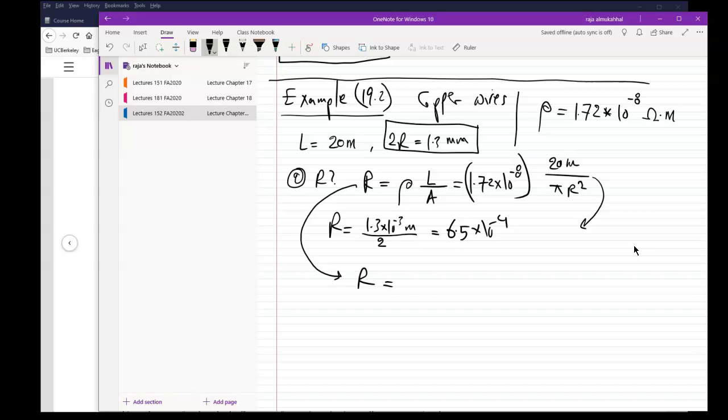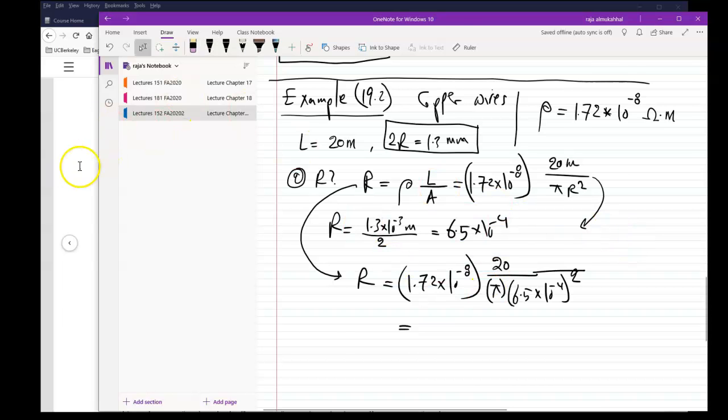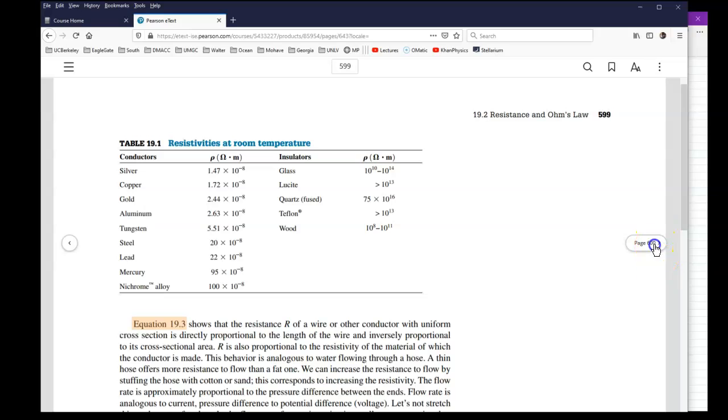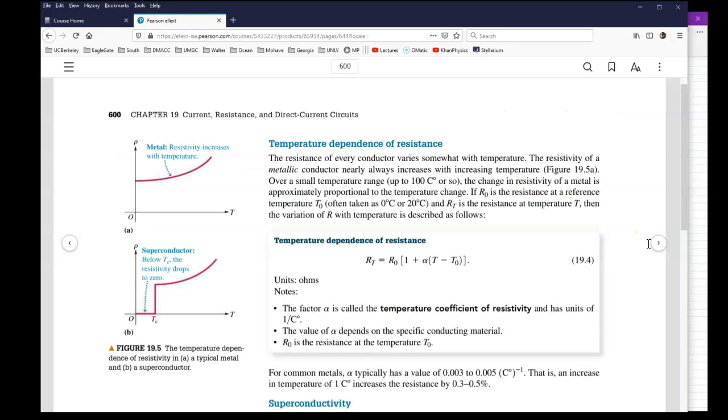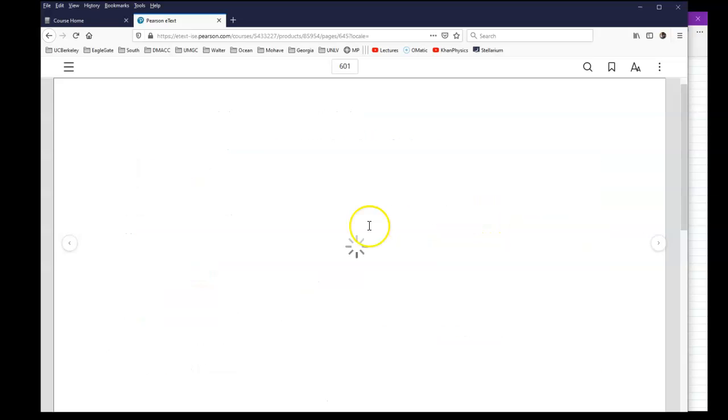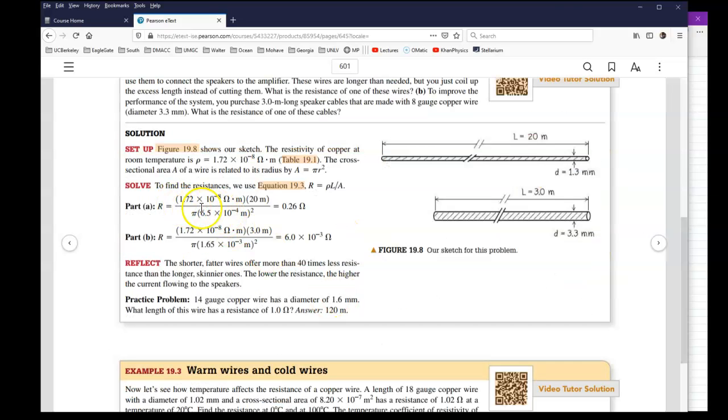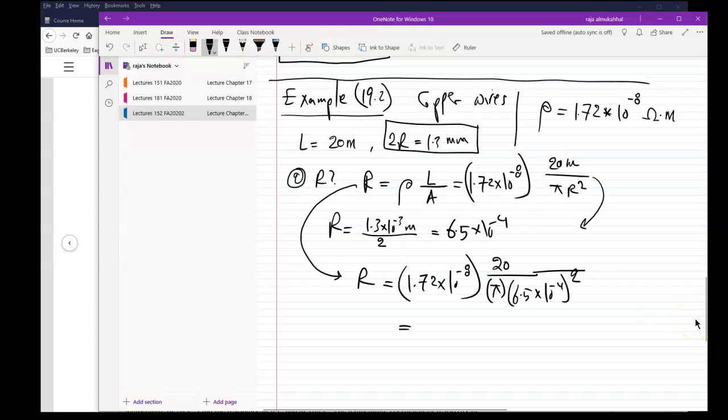So R is equal to 1.72 times 10 to the negative 8 times 20 meters, over pi, which is 3.14, times 6.5 times 10 to the negative 4 squared, and then you calculate all of that. I'm just going to get the answer from the book. I hope we did it the same way. So yes, the answer is 0.26 ohm.